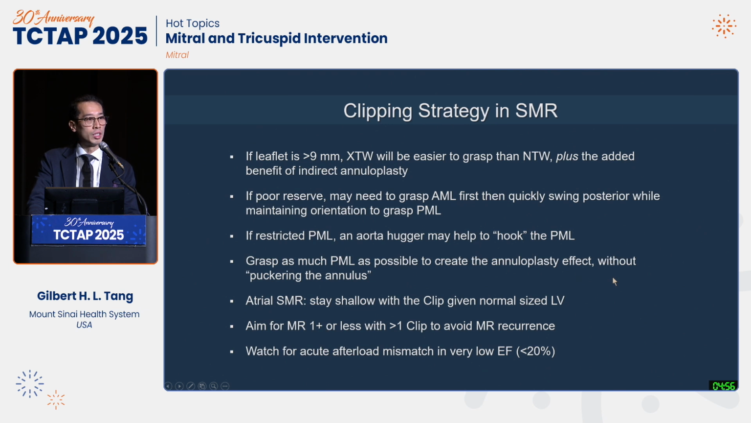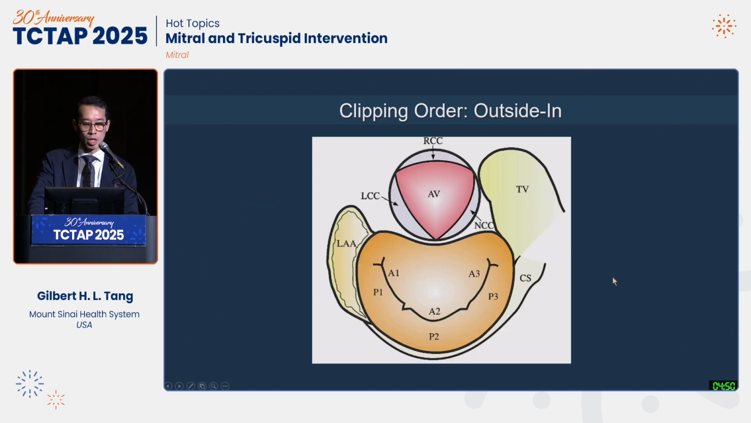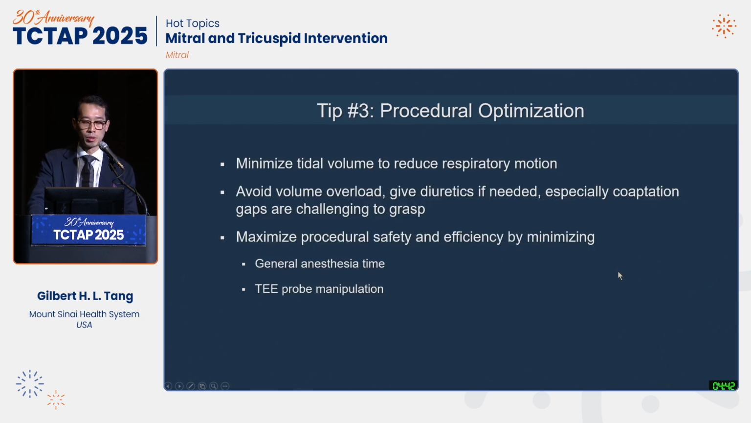And if the patient EF is very low, just watch for acute afterload mismatch because the EF may go down further after you reduce the MR. So here's the clipping order we typically like to say. Outside in, you start with the commissures and you work your way in, depending on the pathology.